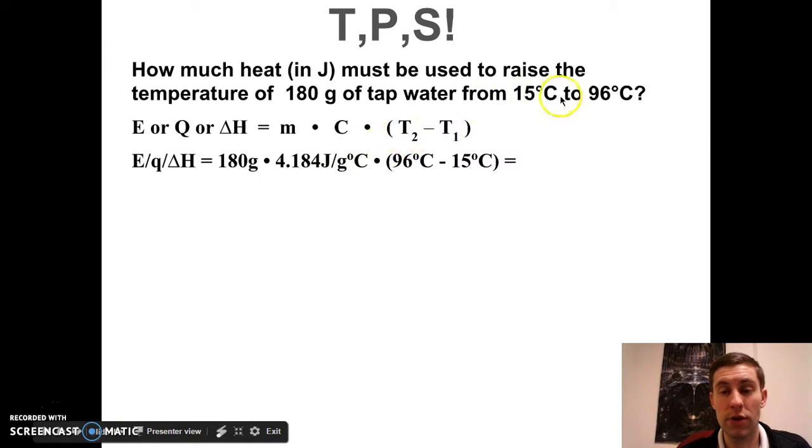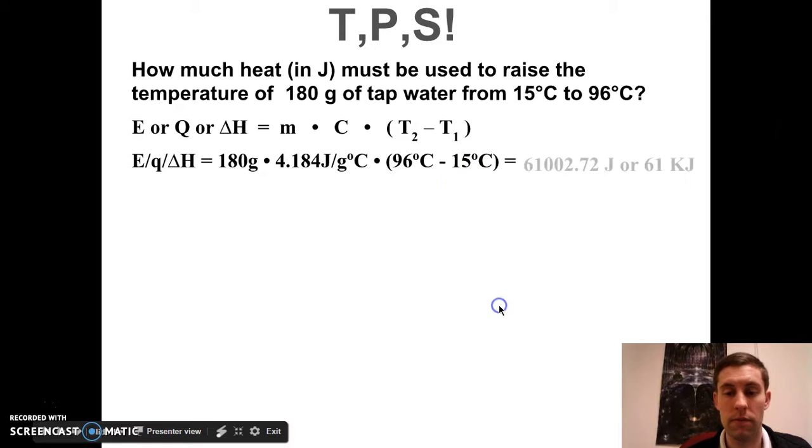And our final temperature was 96. Our initial temperature was 15. So we subtract them, we'll get 81 degrees Celsius. When we multiply them all out, grams will cancel, bottom here, top here, Celsius on the bottom there, and top here. We'll have just joules.